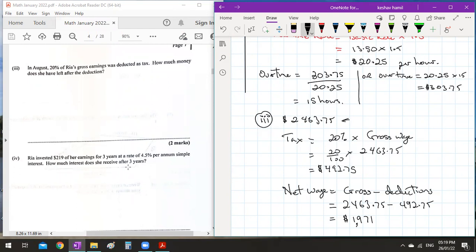She invested $219 of her earnings for 3 years at a rate of 4.5% simple interest. How much interest does she receive after 3 years?